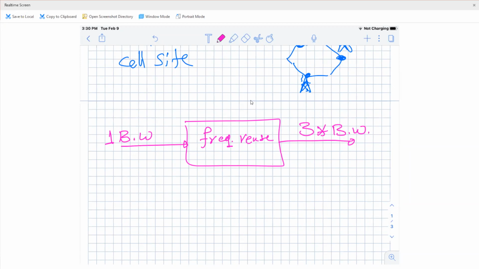Okay, now look, a single bandwidth at the input of the frequency reuse, the output becomes 3 bandwidths. Oh, good. Of course, when we talked about this figure, we have 3 clusters only.